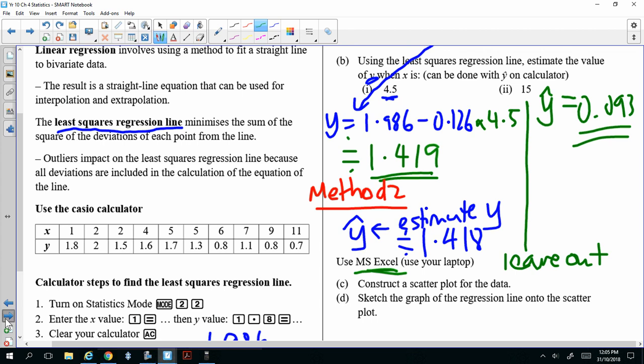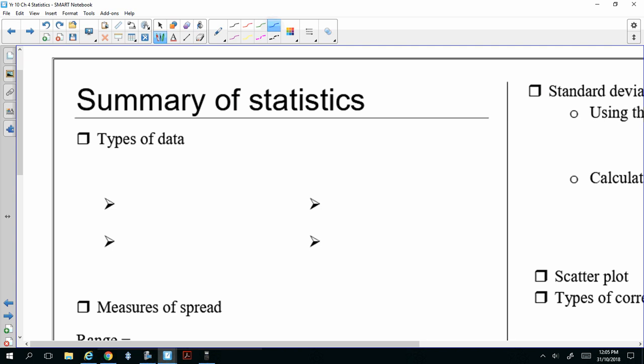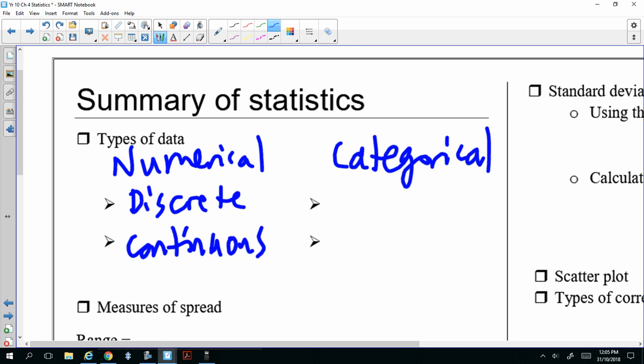Okay. So the summary is we're going to look at different types of data. So what are the types of data? They are numerical and categorical. And within numerical, there's the discrete, and there's the continuous. And the categorical, there are nominal, which you can't order, and ordinal, which you can order. Okay.